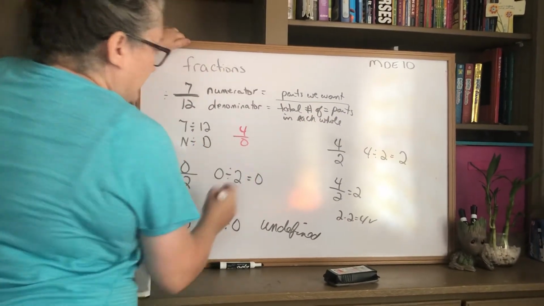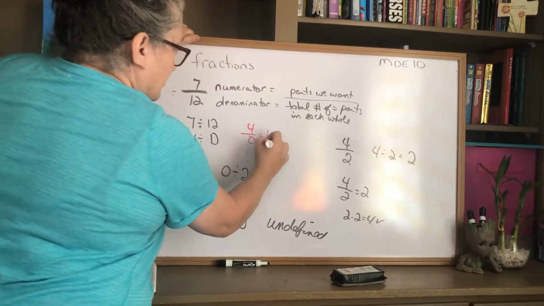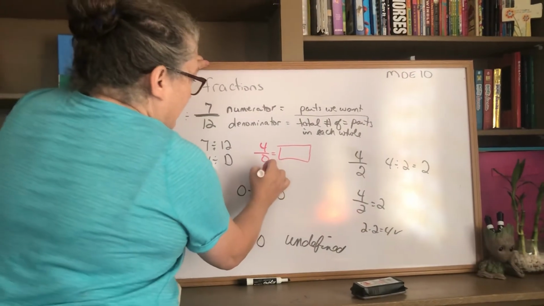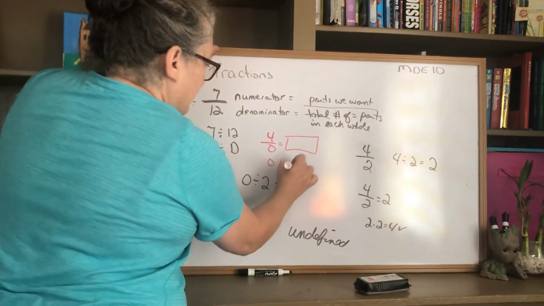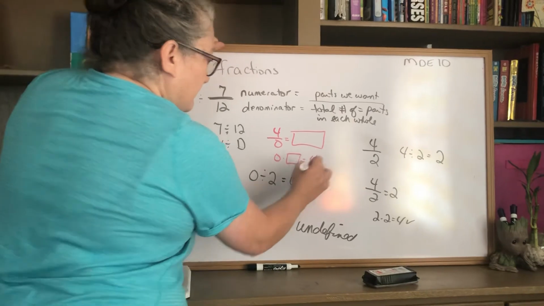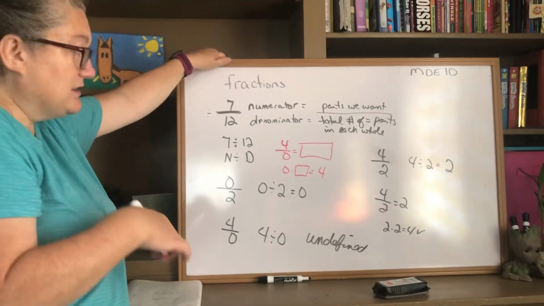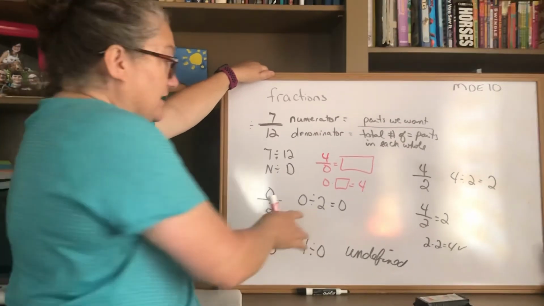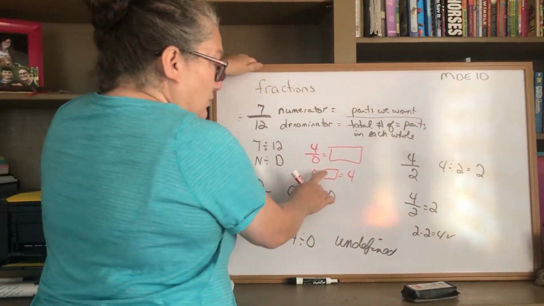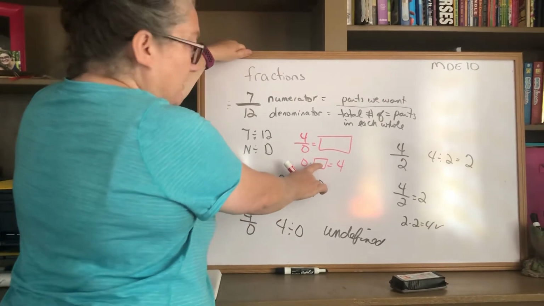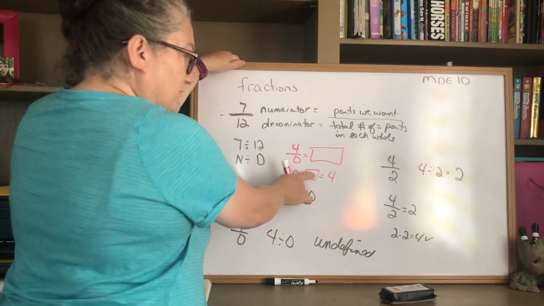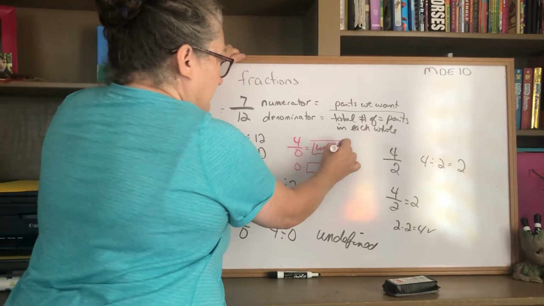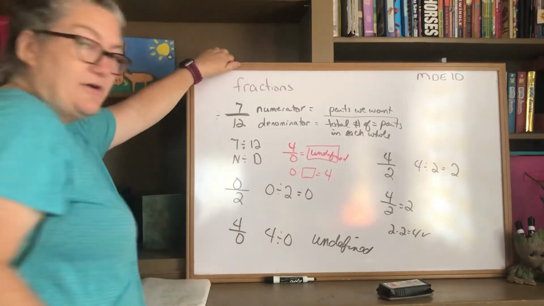4 over 0. Now I told you that that was equal to undefined, but let's just test our theory here. If I say 0 times the box, what answer would give me 4? Is there anything I can put in there for that box to where I can multiply it by 0 and get to 4? There's nothing. If I put a 0 in there, what's 0 times 0? It's 0. If I put a 4 in there, 0 times 4 would be 0. So that's why we say that this is undefined when it's under the line. So you can always test it out with that.